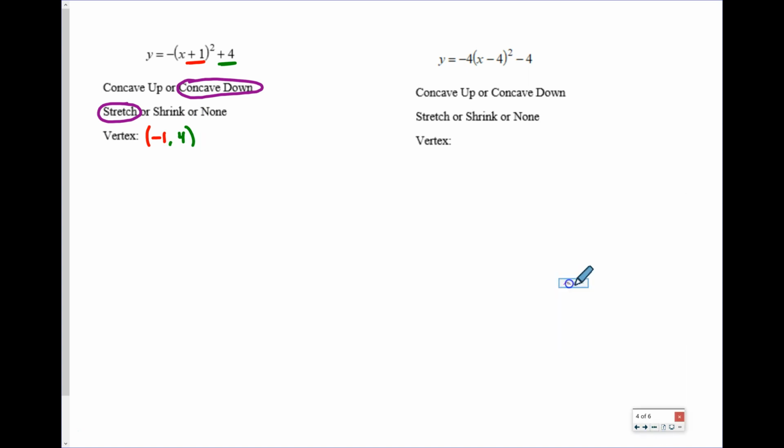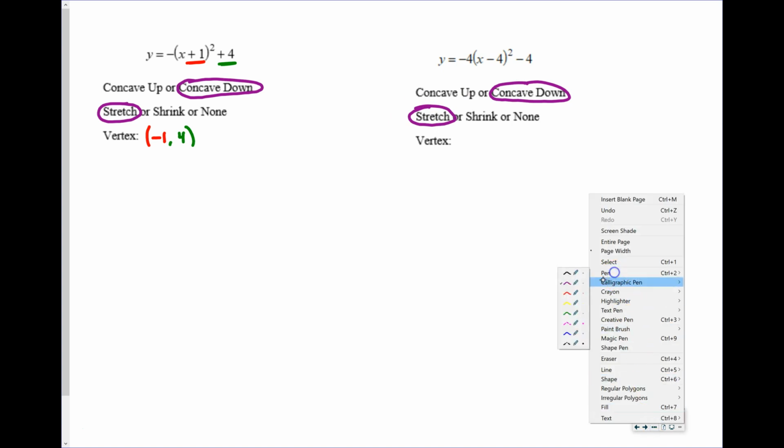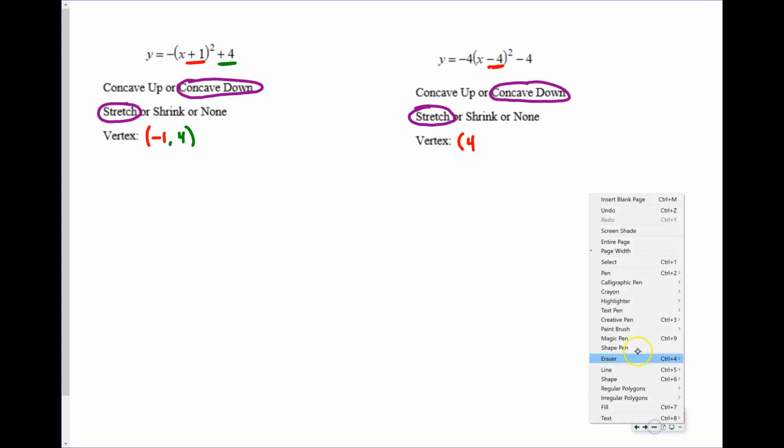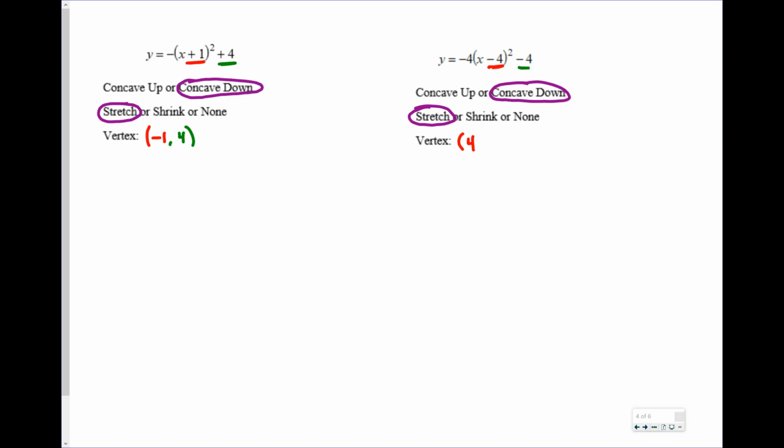The next one, I've got a negative 4. That means it's concave down because it's negative. The 4 makes it a stretch. And my vertex, my number on the inside is negative 4, so that becomes a movement to the right 4, so that becomes positive. And then my number on the outside is negative 4, so that's a movement down 4 to give me a negative 4 for the y.